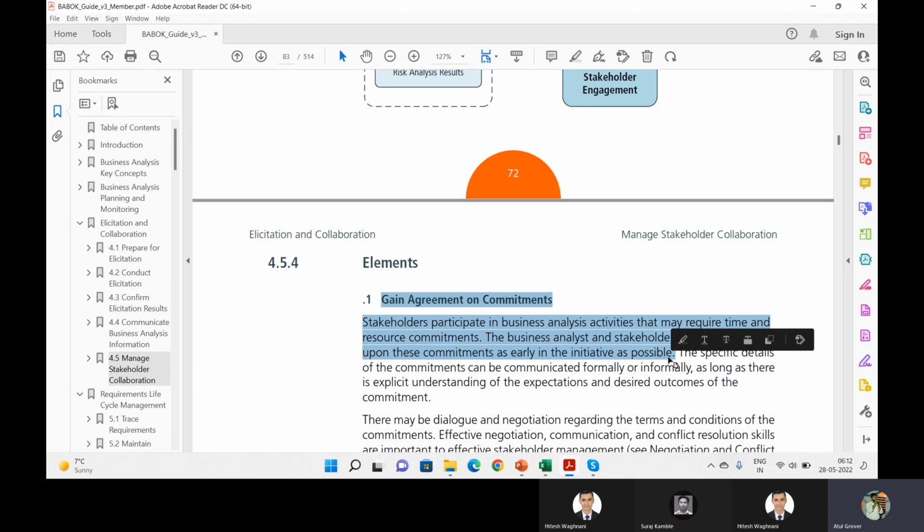Theek hai bhai, kar do fix. And I send an email to my team, guys, nobody will take leave during these days because people are coming for the requirement gathering. It also happens. So the first element is gain agreement on the commitments.